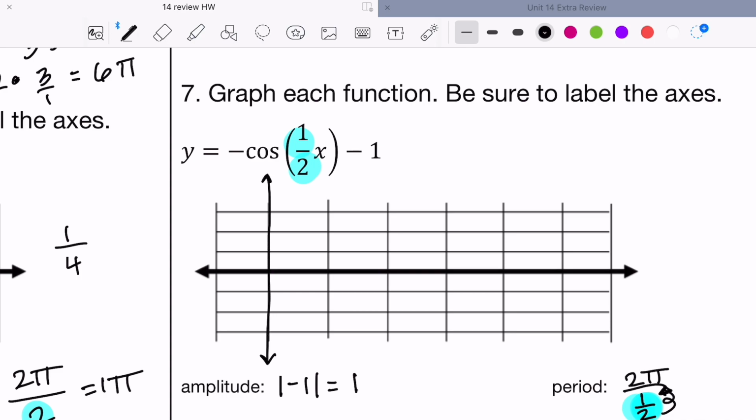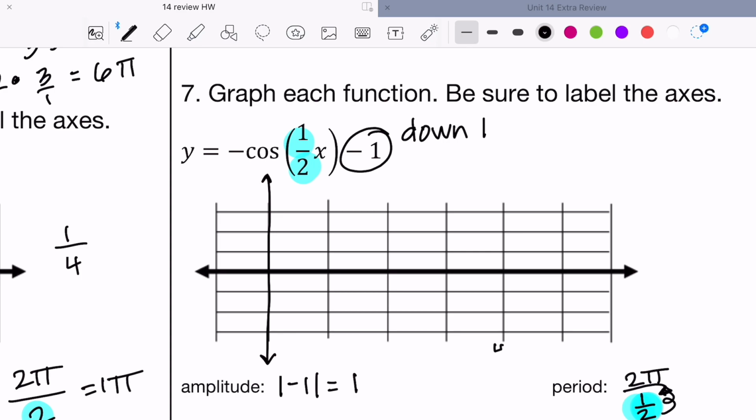And then I still have this shift of down 1. So I'm going to graph everything and then take care of the down 1. And the reason why I'm writing it is because once I've graphed the parent graph, I don't want to forget to come back, and hopefully that'll help me remember.